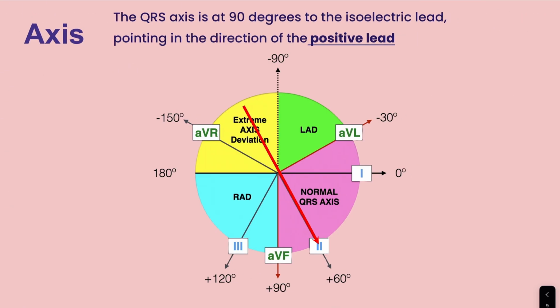This is just another diagram to show you the different versions of normal. Normal is anywhere from positive 90 to negative 30. We've got our left axis deviation going from negative 30 to negative 90. Right axis deviation from positive 90 to 180. And extreme axis deviation is that upper left quadrant there.